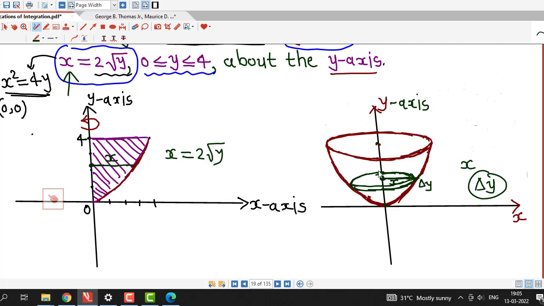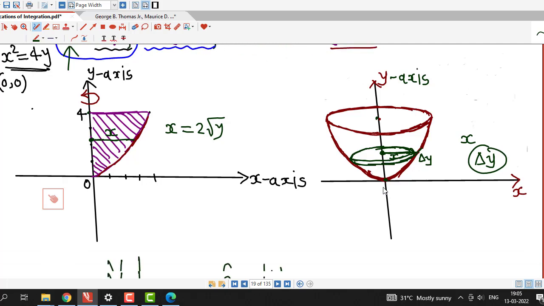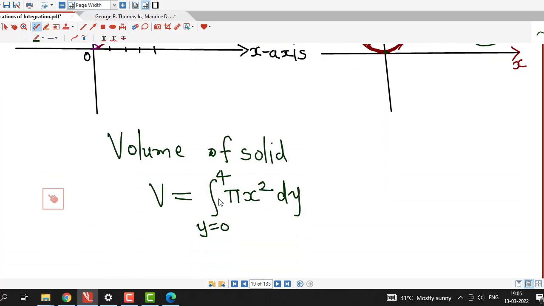So we have to consider this type of cross sections, and if we consider an infinite number of cross sections, or if the number of cross sections tends to infinity, and if we take the volume for each cross section and take their sum, then their sum will be given by this definite integral of pi x square times dy.